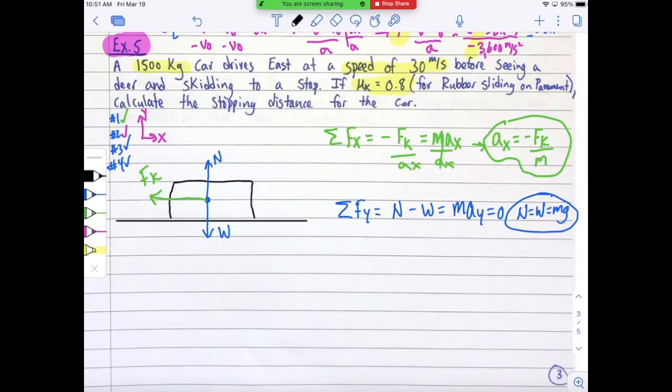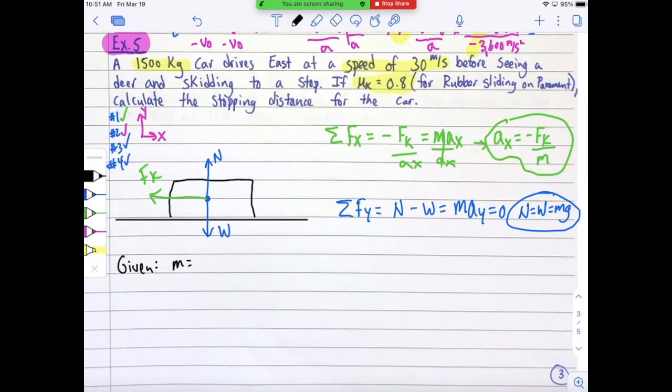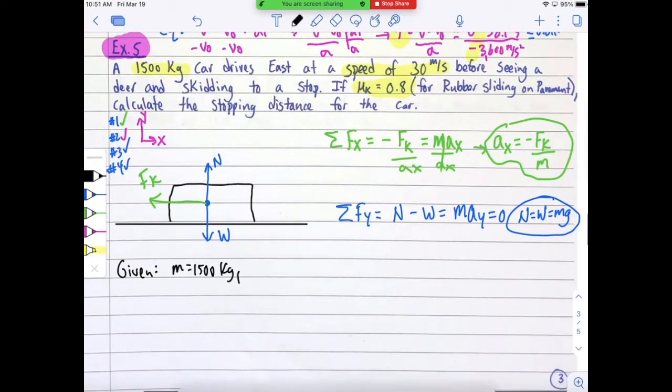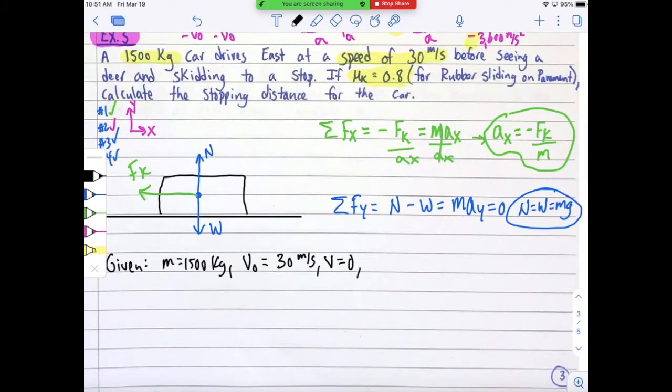Step 5 says use your physics format, the given and want, and now we actually get to solve what's going on here. So we look back at our highlighted information from example 5, and we have our mass, it's 1,500 kilograms. We have it's driving east at 30 meters per second, and they're going to skid to a stop. So that means that 30 meters per second is your initial velocity. And if you're coming to a stop, the whole goal behind that is that your final velocity is 0, because that's the definition of stopping. And then they tell us mu k is equal to 0.8. And don't worry, that doesn't have any units because it's just a coefficient. It's not a force, it's just a coefficient.